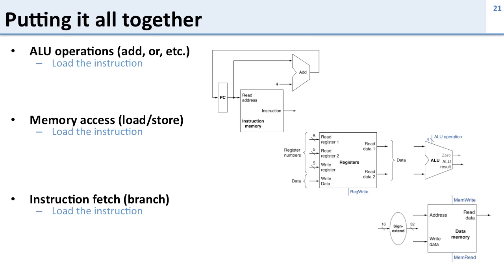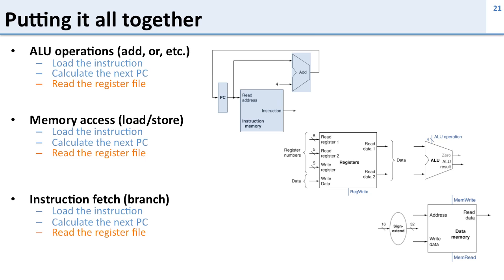So all of these instructions start out by loading the instruction. You're doing a branch, a load, store, and an add, you always have to load the instruction first, and then you calculate the next PC. So all of these are going to use the program counter, the instruction memory, and the adder for that part of the instruction fetch. After this, they're going to go and read the register file.